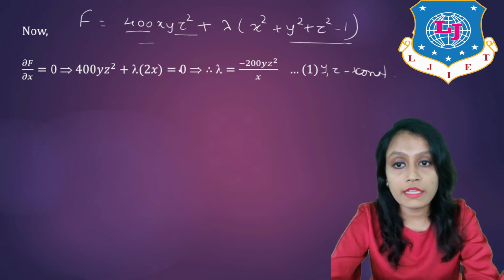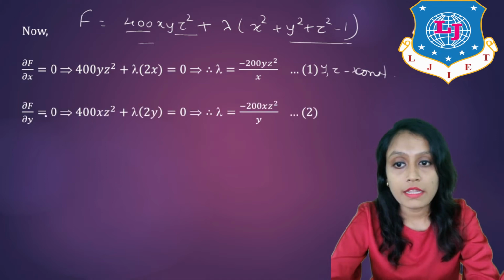Okay, now make lambda as a subject. So lambda is equal to minus 200 yz square upon x. Give it equation number 1. Next, differentiate partially with respect to y, keeping x and z constant.